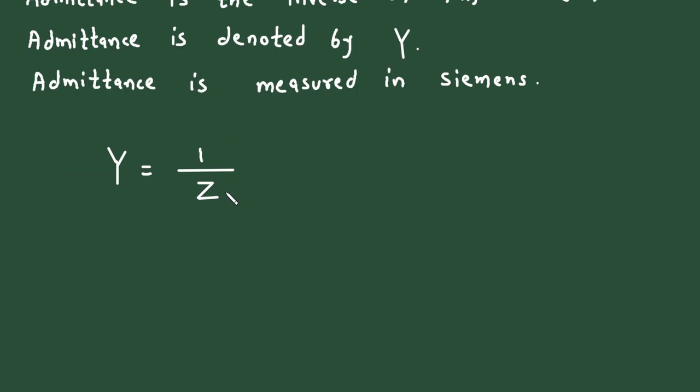Now we know that Z is equal to V by I, because impedance Z is the ratio of voltage upon current. So we can rewrite this as I upon V, that is current upon voltage. Therefore admittance is the ratio of current and voltage.